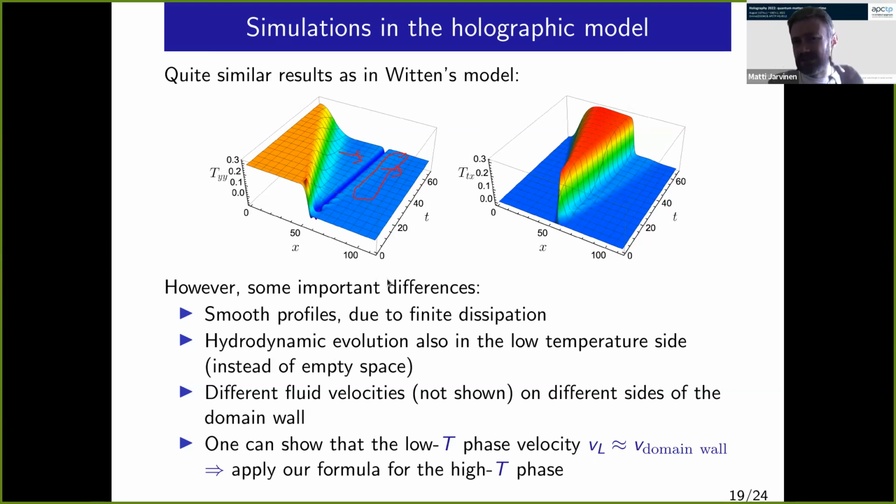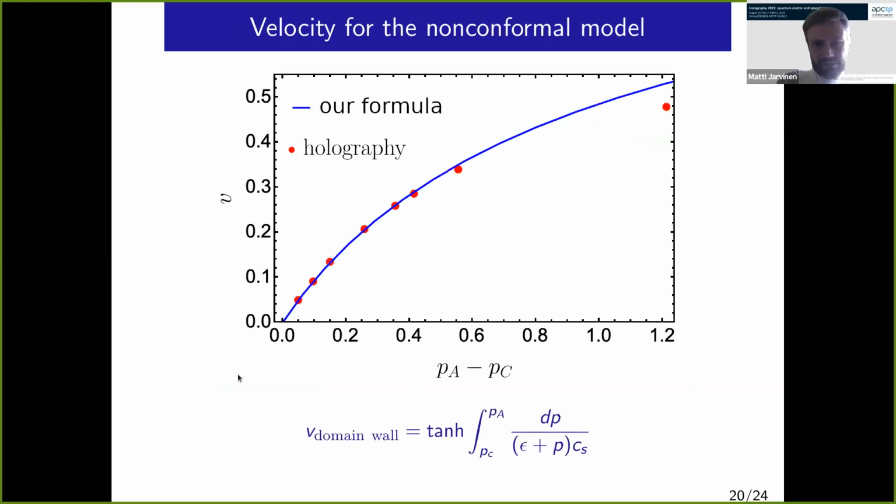So this means that you can do the same analysis as in the Witten model, or what I was sketching earlier. You just compute the hydro over hydro solution of this moving wave, and from there you can get the domain wall velocity. You just apply the formula as you expect. And the result is shown here. As a function of the pressure difference, we obtain different values from the numerical solution for the velocity of the domain wall. This is compared to the result from our formula. And you see that in particular for low pressure differences, there is very good agreement between the results.